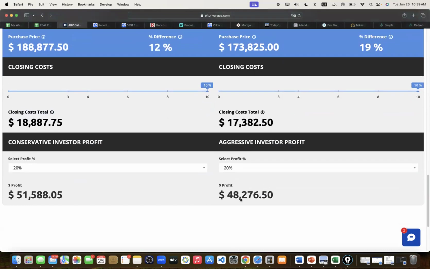Their profit on this deal is going to be $48,000 to $50,000. It could be more, it could be less as well. Understand what kind of margins they're looking for on any single deal, so that it really makes sense to them as well.